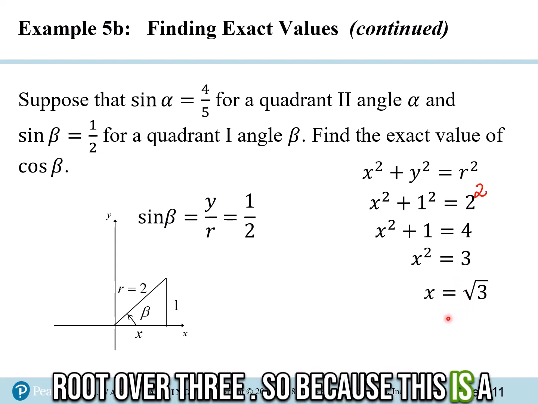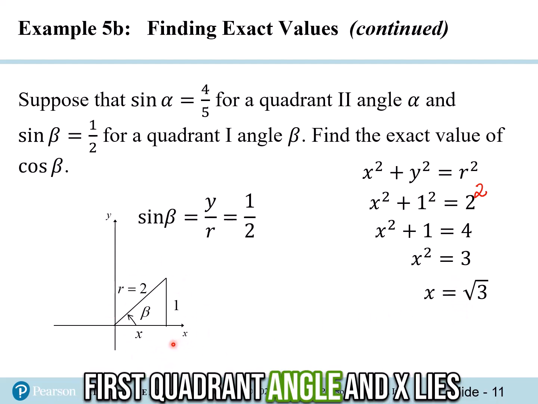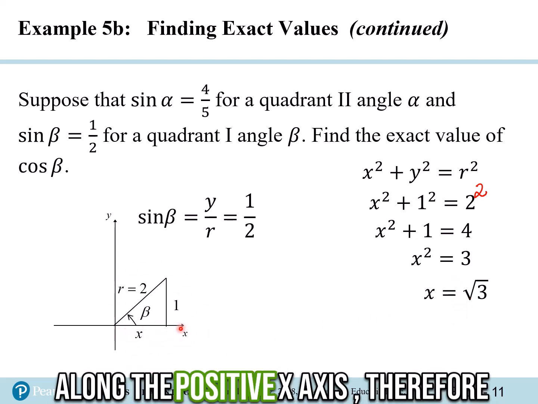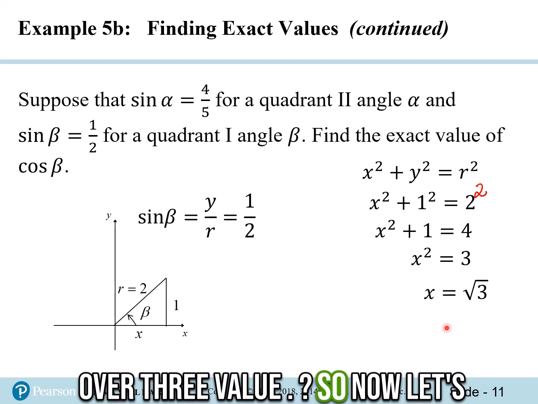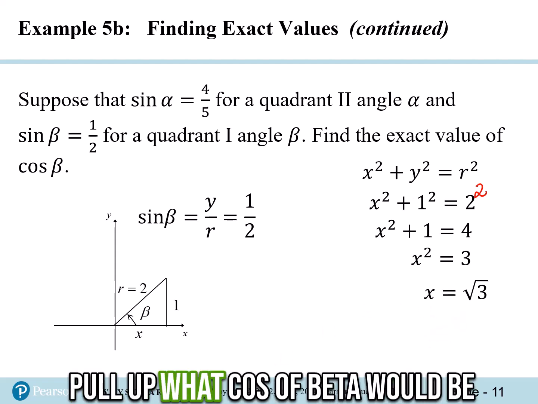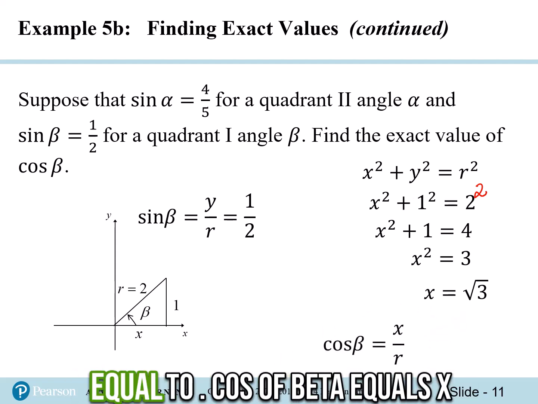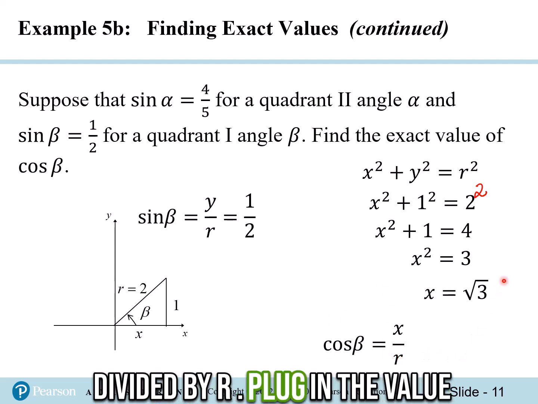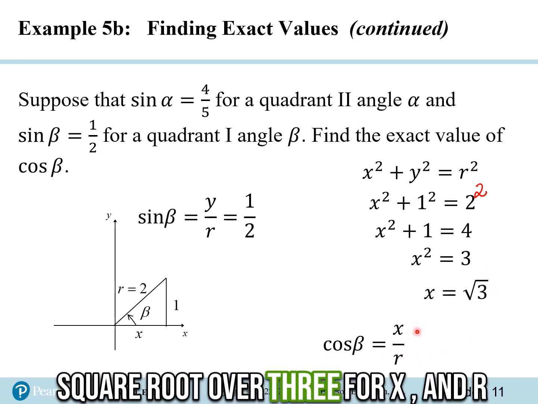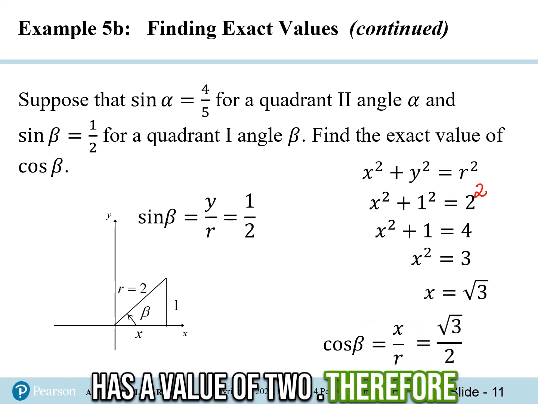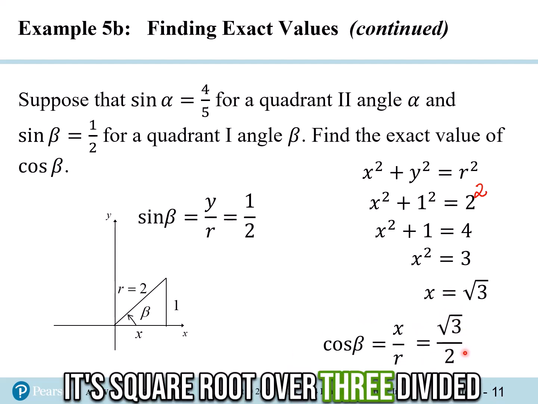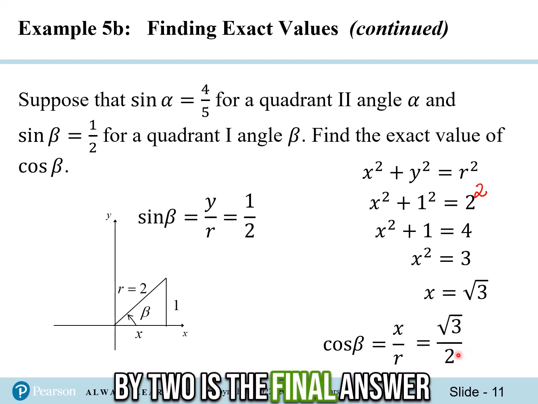So because this is a first quadrant angle and x lies along the positive x-axis, therefore, we choose the positive square root over 3 value. So now let's pull up what cos of beta would be equal to. Cos of beta equals x divided by r. Plug in the value square root over 3 for x, and r has a value of 2. Therefore, square root over 3 divided by 2 is the final answer.